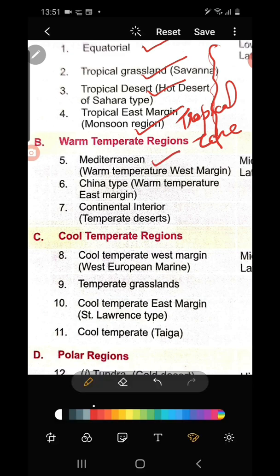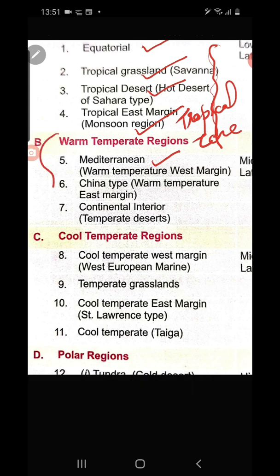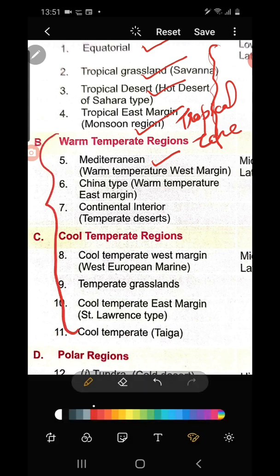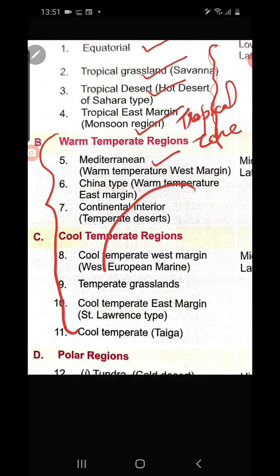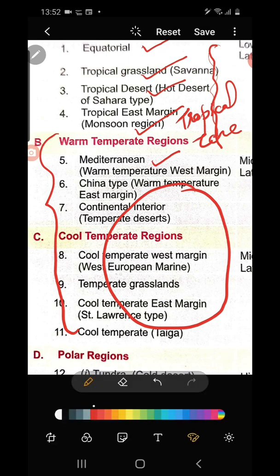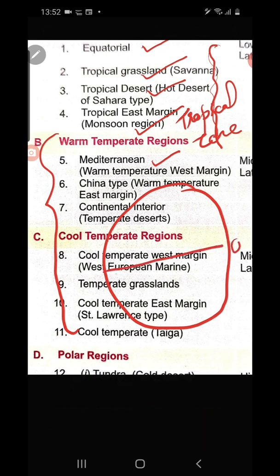But children, you see this Mediterranean region comes under the temperate region. Here temperate region means warm temperate region and cool temperate region. Let's see with the help of a diagram what is this warm temperate and cool temperate. Suppose this is 0 degree, then between 30 degree north to 30 degree south we have the tropical zone, and we have discussed all the natural regions which come under the tropical zone.